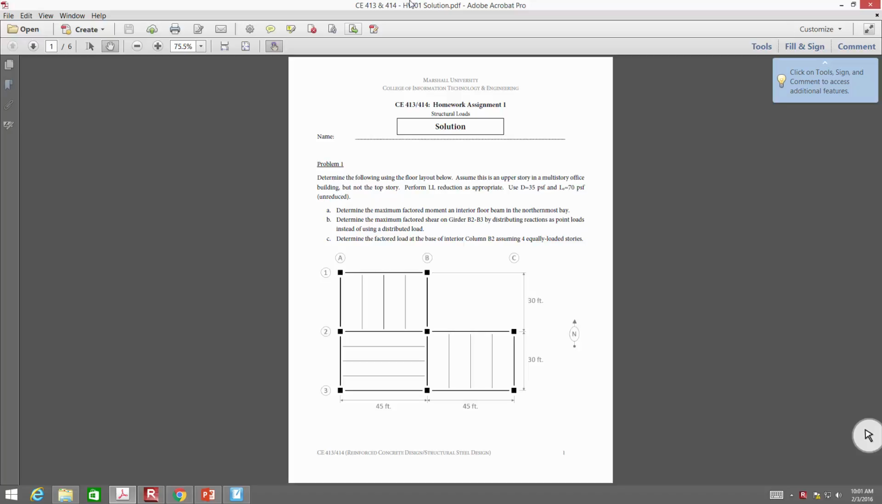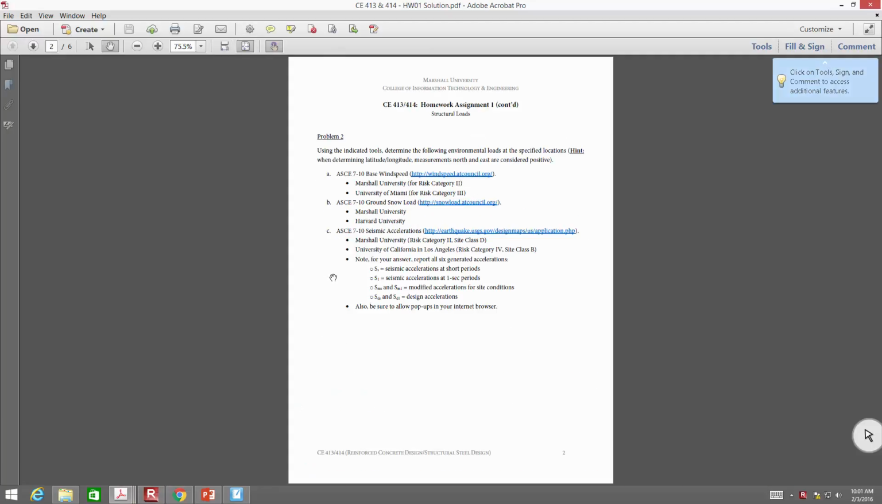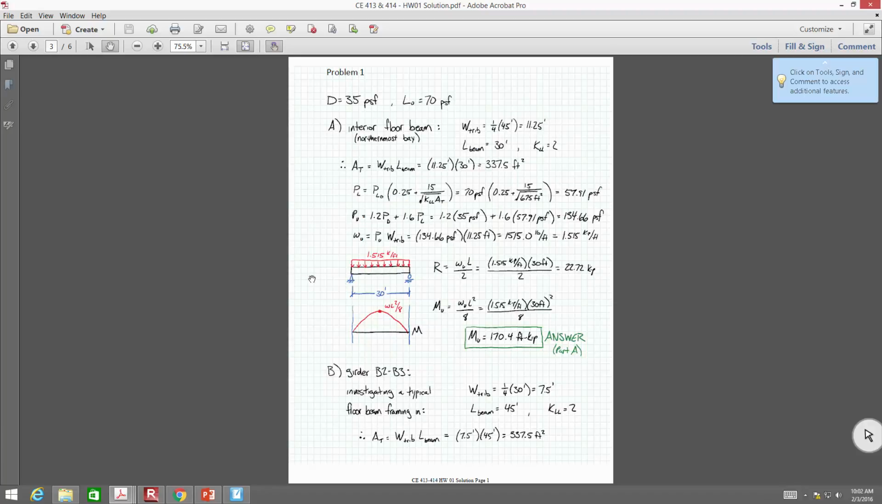So for problem one, you were given this building, a dead load and an unreduced live load, and you needed to determine the responses of some of the elements, particularly one of these interior beams up here, this girder, and that column. And then you also were given a series of locations to determine design loads: specifically ground, snow, base wind speeds, and seismic accelerations.